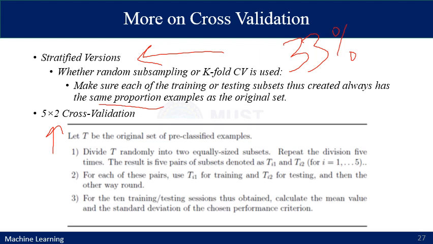So for each of these pairs, use Ti1 for training and Ti2 for testing, and then the other way round, use Ti2 for training and Ti1 for testing. Therefore, you will generate 10 training and testing sessions, and then you will calculate the mean value and the standard deviation for the chosen performance criterion, and you will choose the optimal model which performed well on these subdivisions.